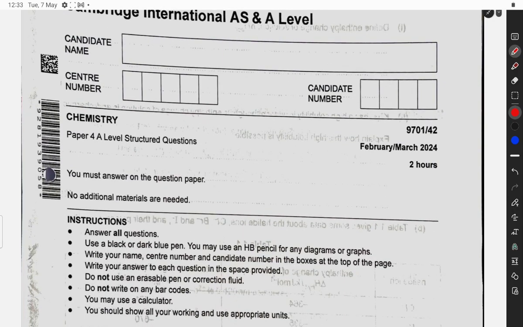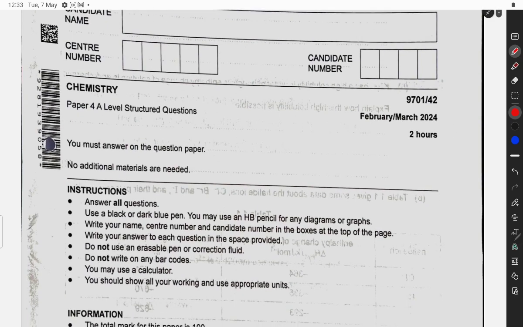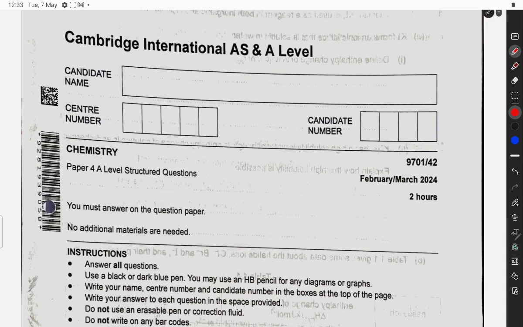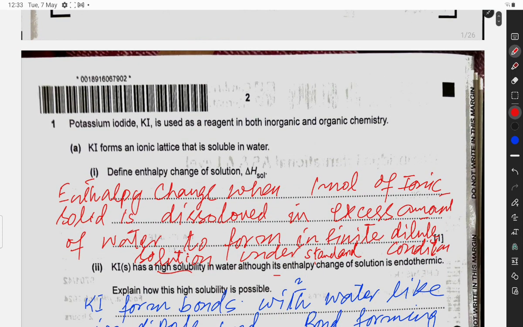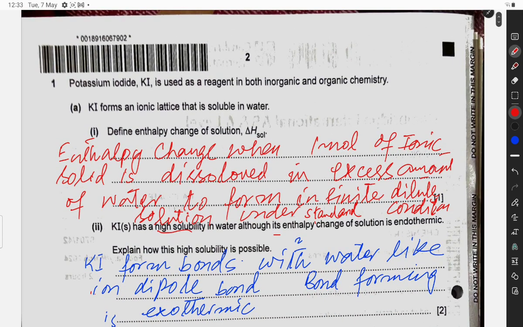In this video I will discuss the Feb/March 2024 paper 42/9701. Let's start. I have solved this paper earlier. Now in this session I will discuss the answers because it's a very lengthy paper, so for saving time I have solved this earlier.